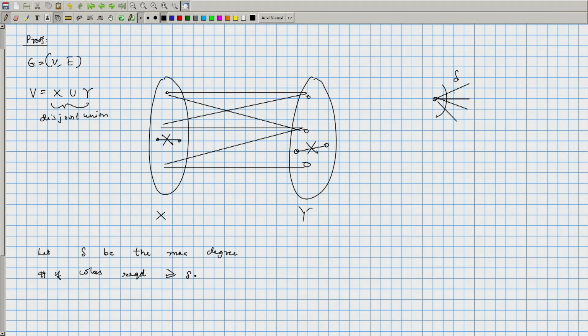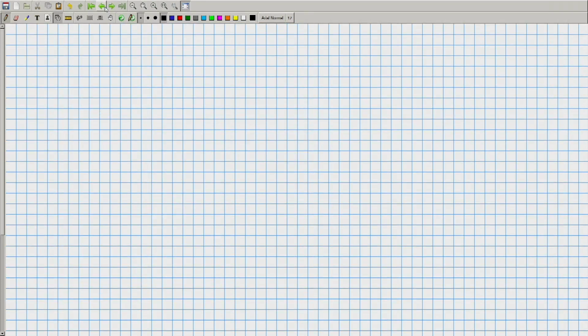Now, if we can show that there exists a coloring which uses no more than delta colors, then it means that the minimum number of colors required is going to be equal to delta. Okay. So, how do we show that that is the case? Okay. So, the proof will be by induction. We will induct on the number of edges in the graph.